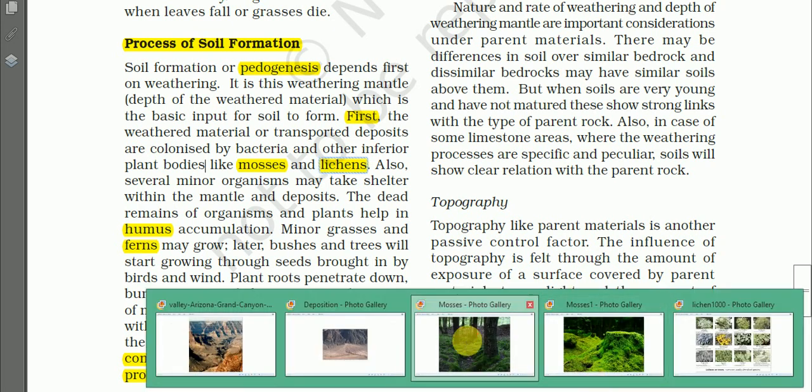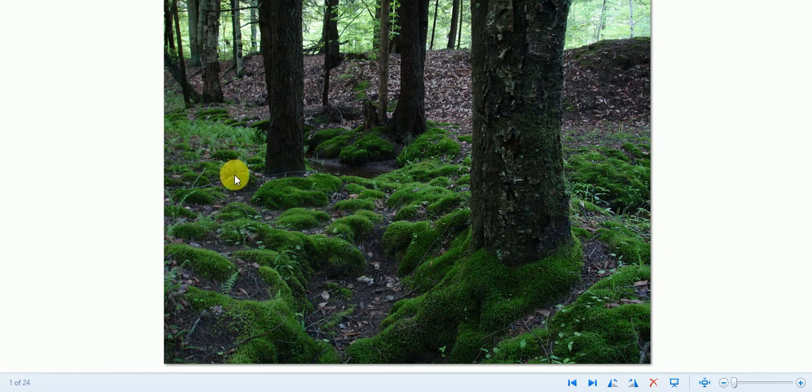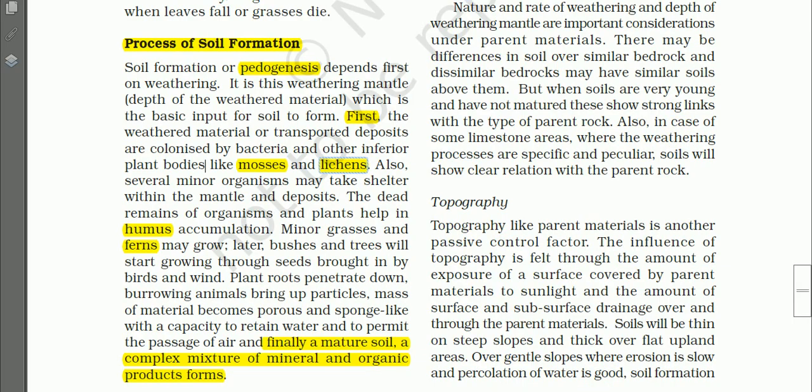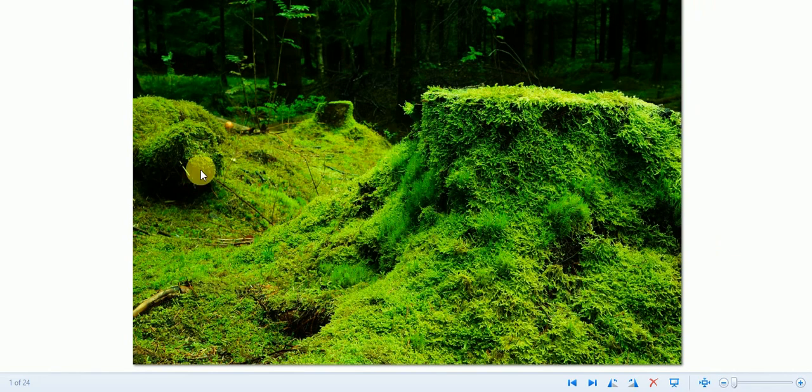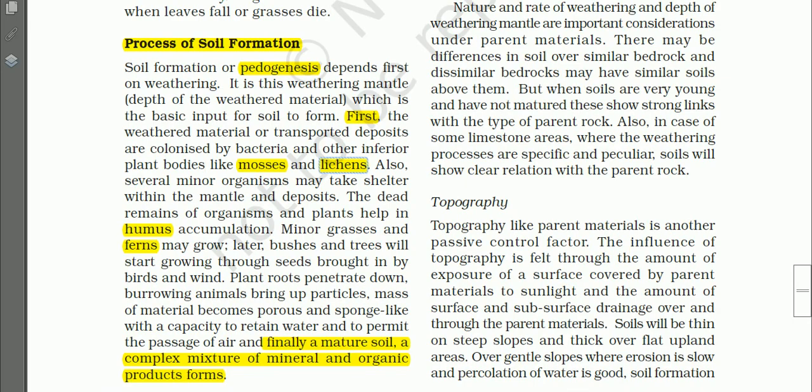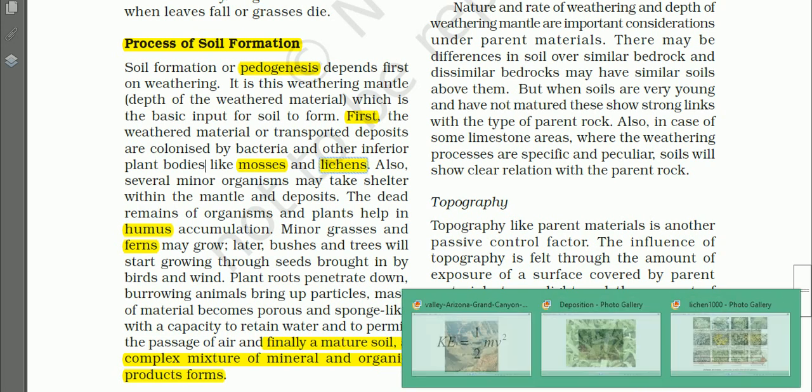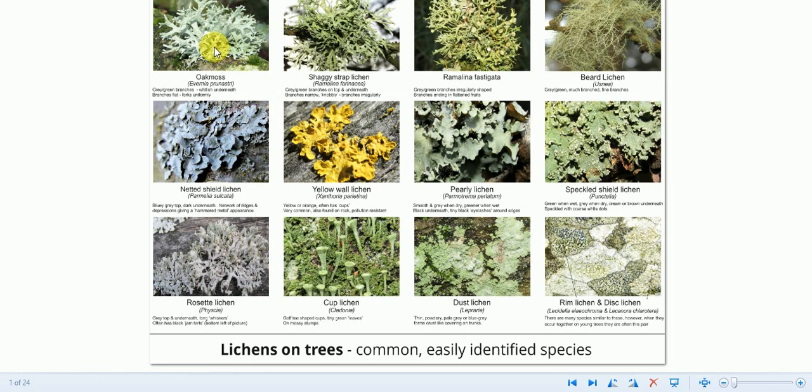See here, this is a photograph showing mosses, the small green plants. So these are mosses, and they will occupy the withered material. Another photograph shows these mosses. So first, mosses will occupy the withered material, and lichens. See here, these are the different types of lichens, and these different types of lichens will occupy the withered material, and further there will be a decomposition process.